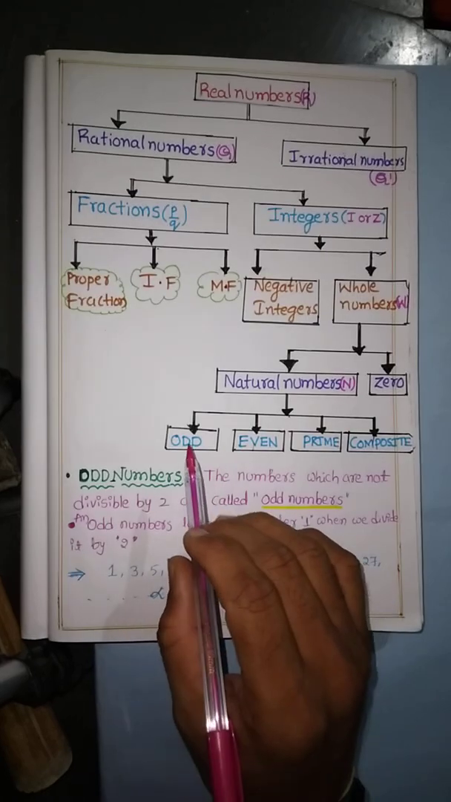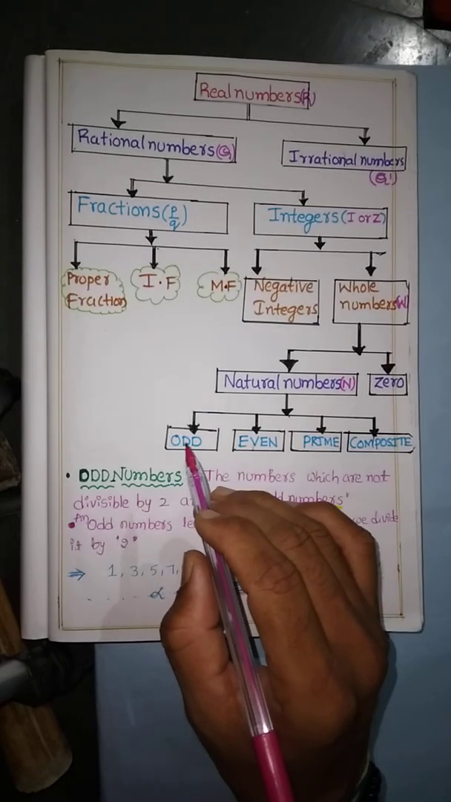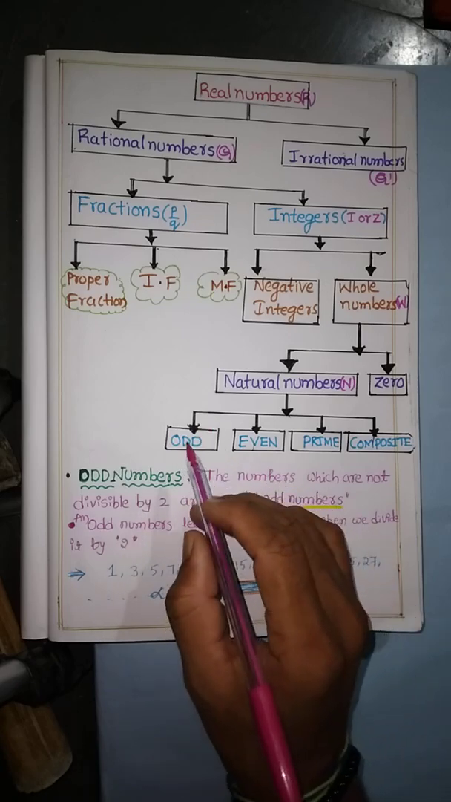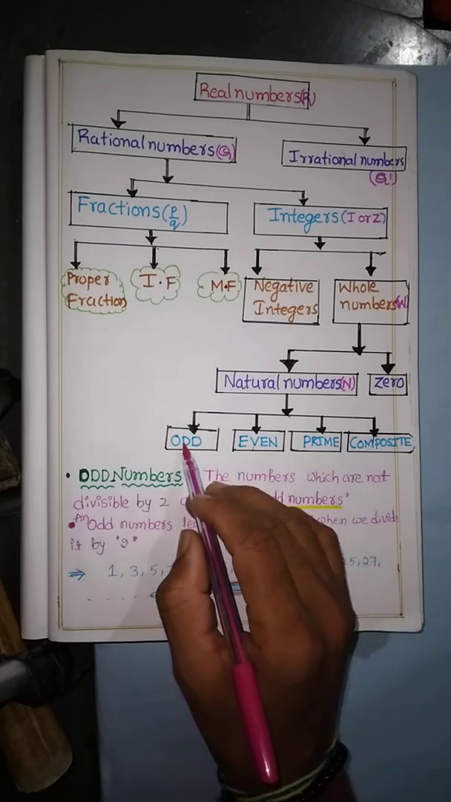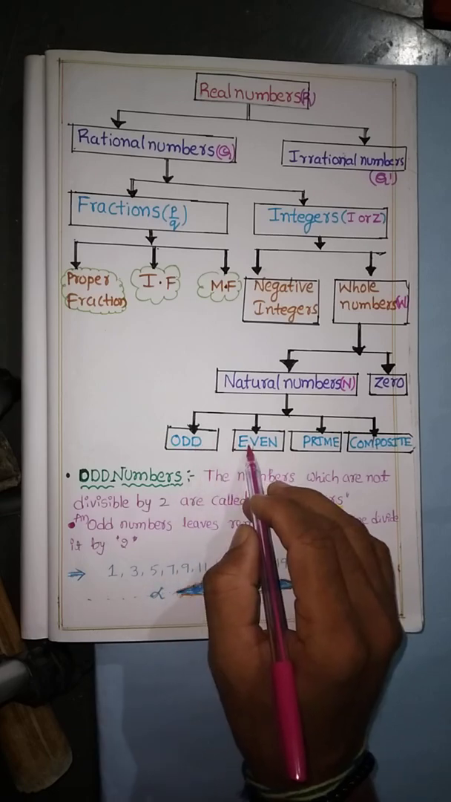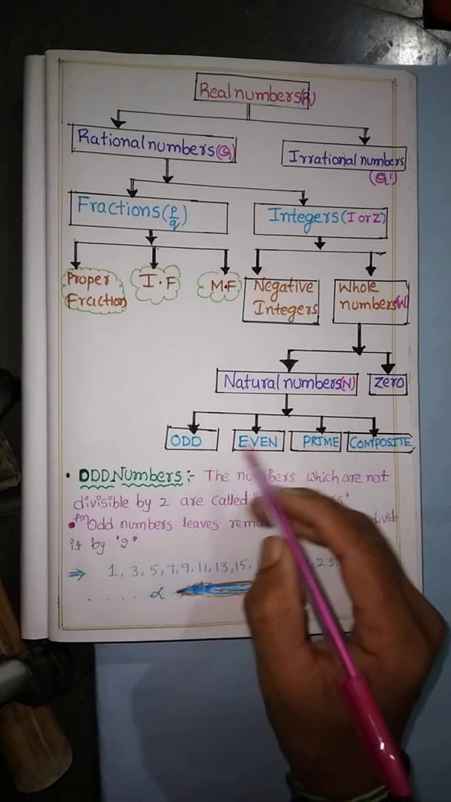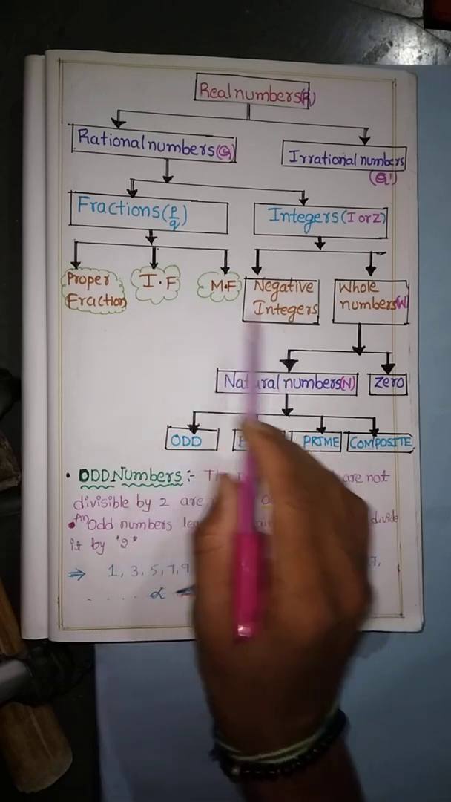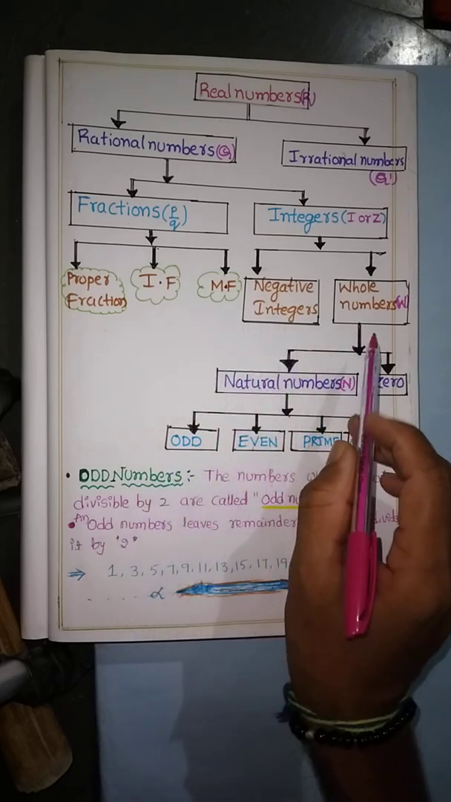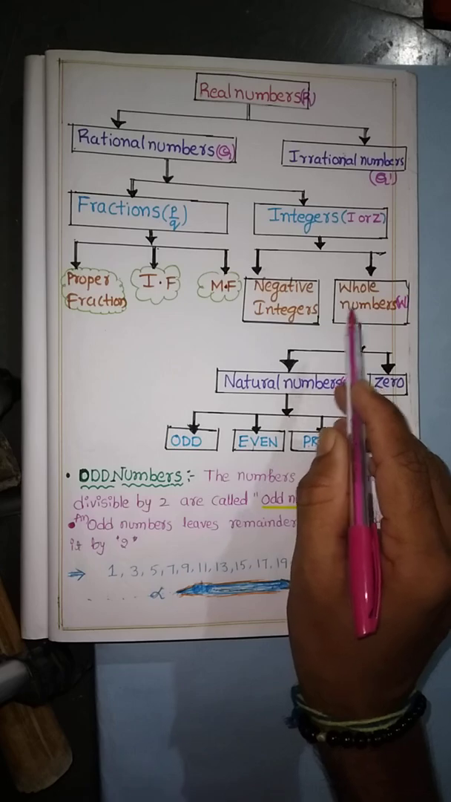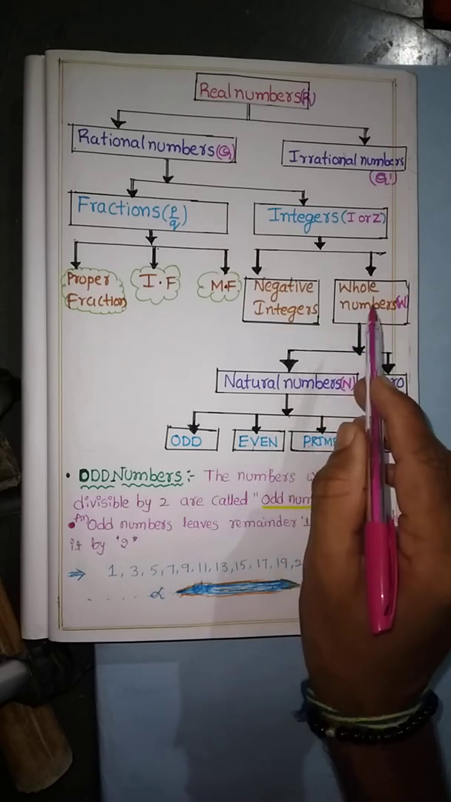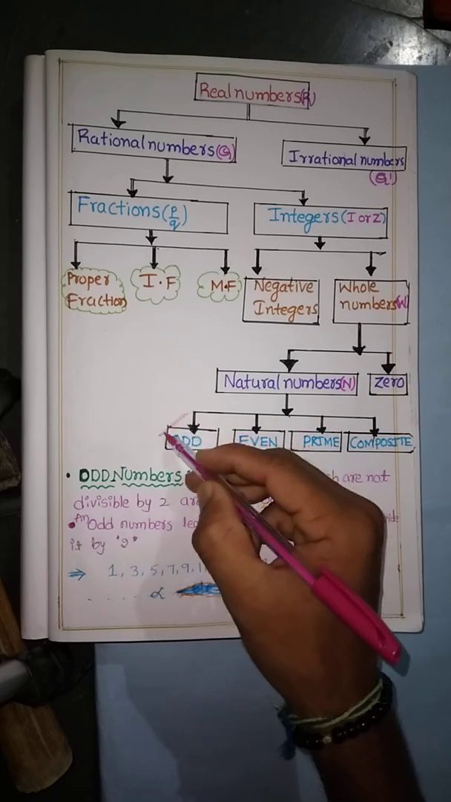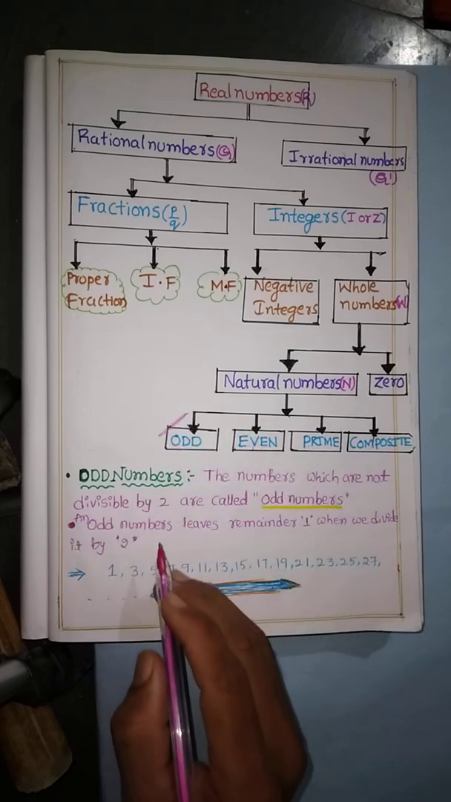Now let us move to a chronological order. We need to learn first odd numbers, then even numbers, then prime numbers, in sequence. When we learn about whole numbers, some concepts included in them we can learn later. So first we are going to learn about odd numbers.